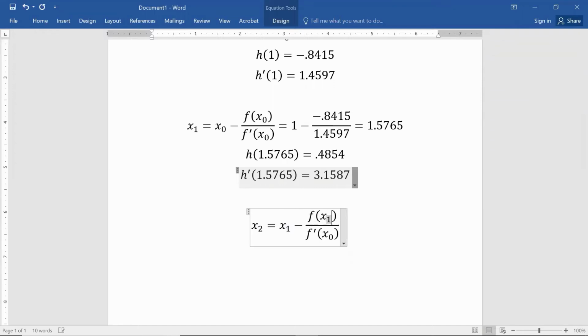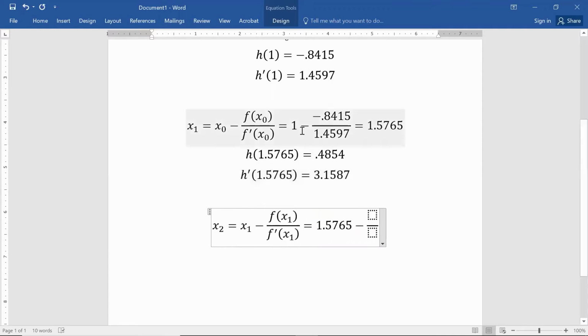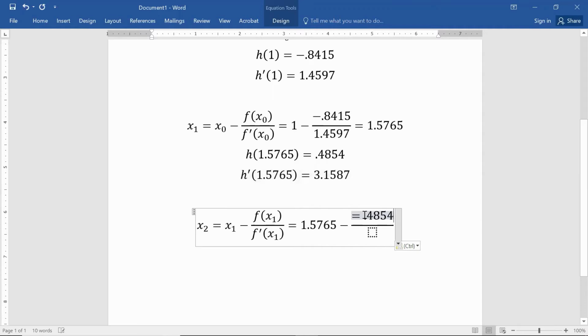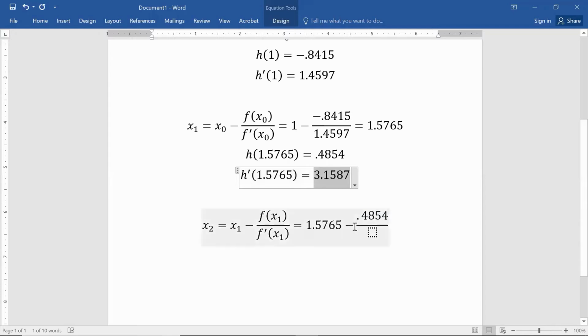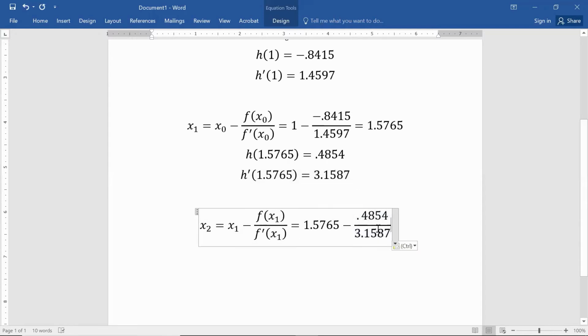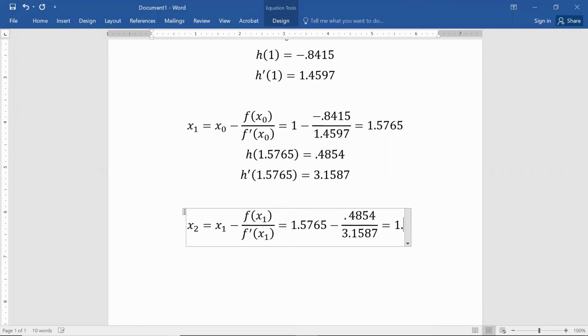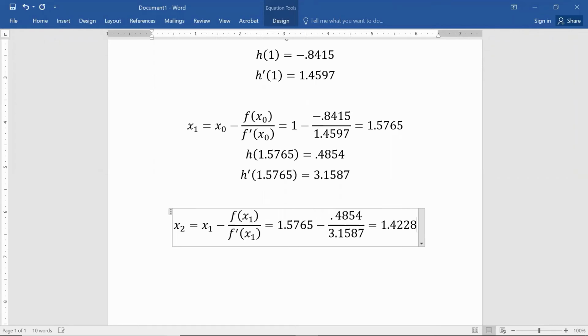I should say we don't increase the values, but we go on and move to the next step. So we increase the step: 1.5765 minus the fraction where I take the output of the function divided by the output of the derivative. We end up with 1.4228, rounded to 4 decimal places.